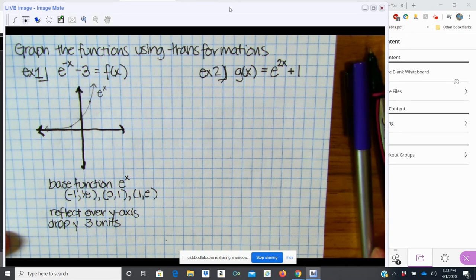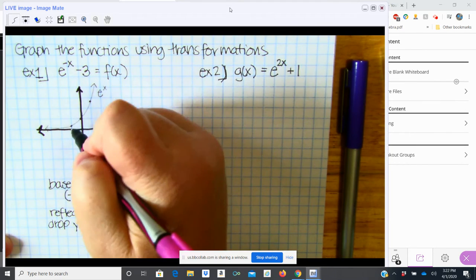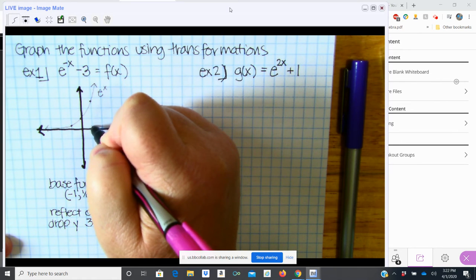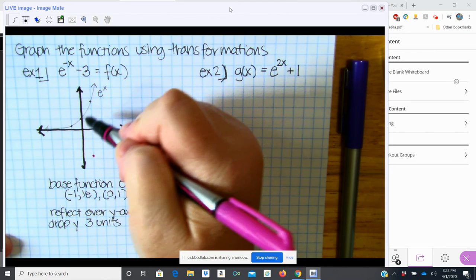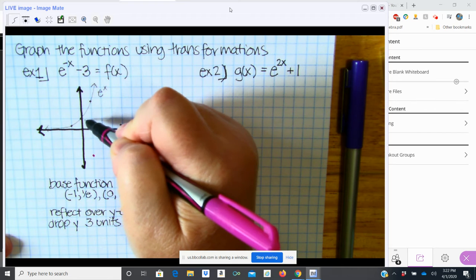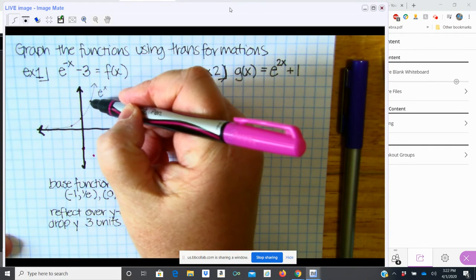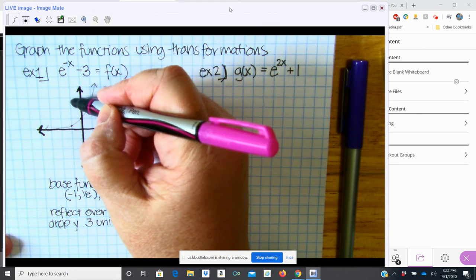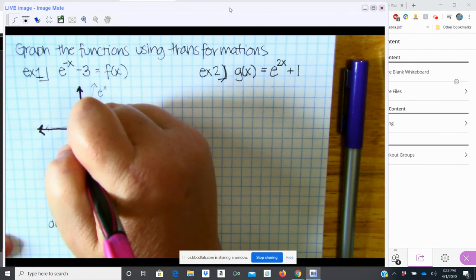So now I'm just going to take one of my markers. I like my pink one here. And I'm going to start with this point first. I'm going to flip it over the y and drop it down 3. 1, 2, 3. For 0, 1, I'm going to reflect it. Nothing happens because it's already on the y-axis. And drop it 3 points. Then 1, 2.718. Reflect it over the y-axis and drop it 3 points, or 3 units.